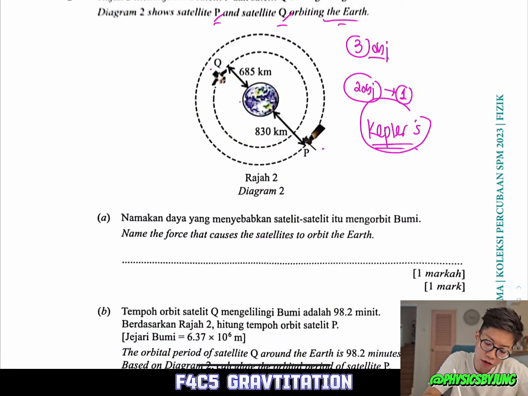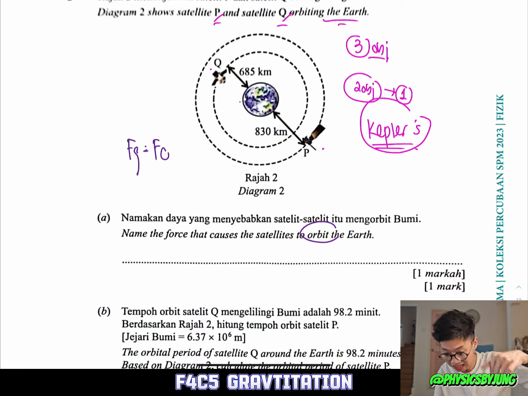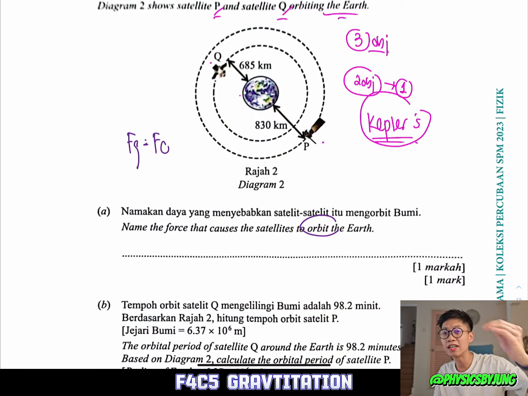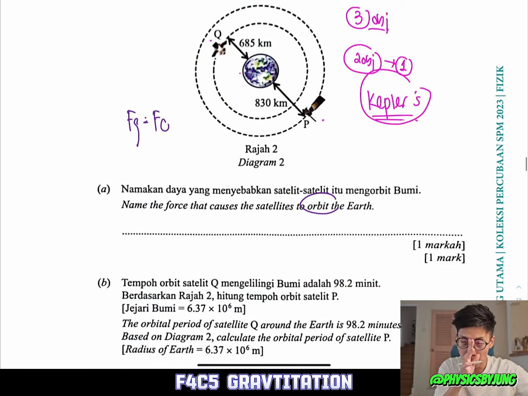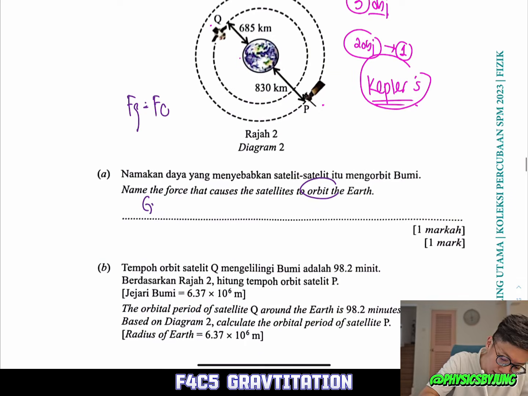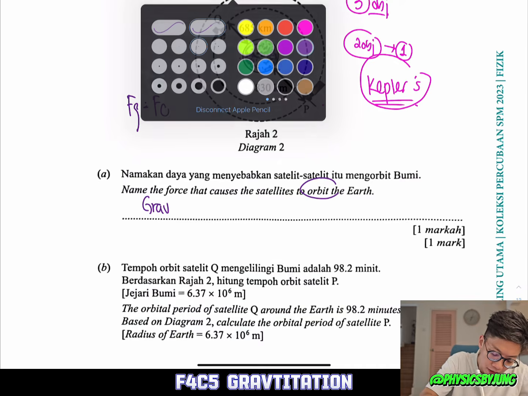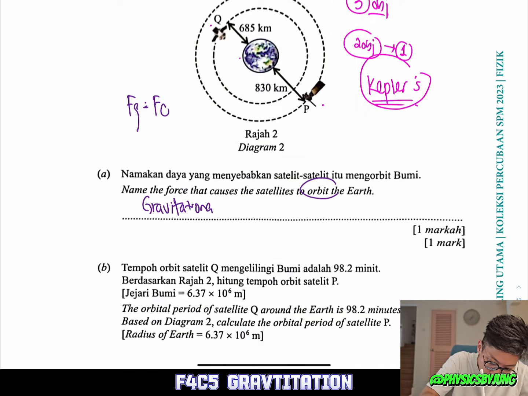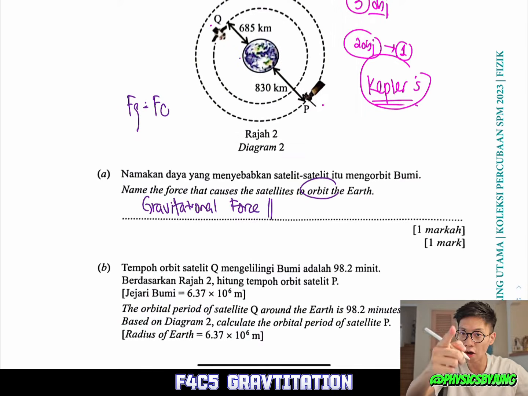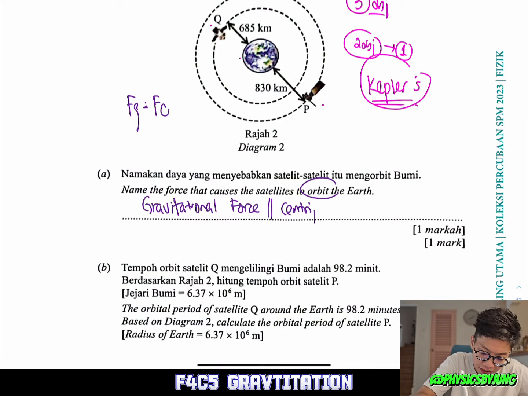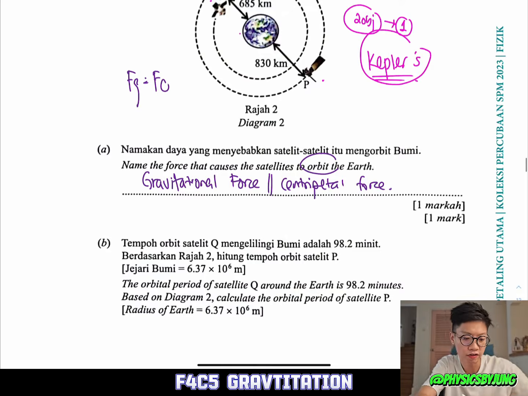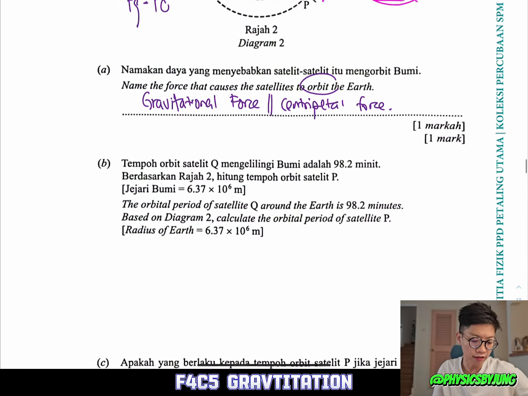Remember, if you want to orbit, your FG and FC must be balanced. So in this question, since they never say which pulls which, both answers are acceptable. You can say it is the gravitational force, or you can also say it is the centripetal force. Centripetal force. No problem.